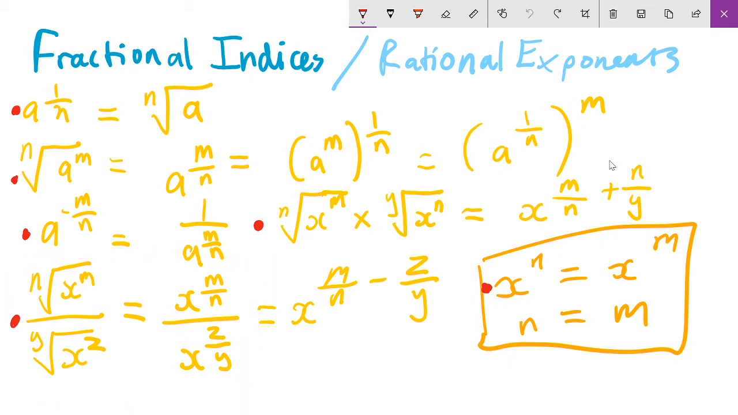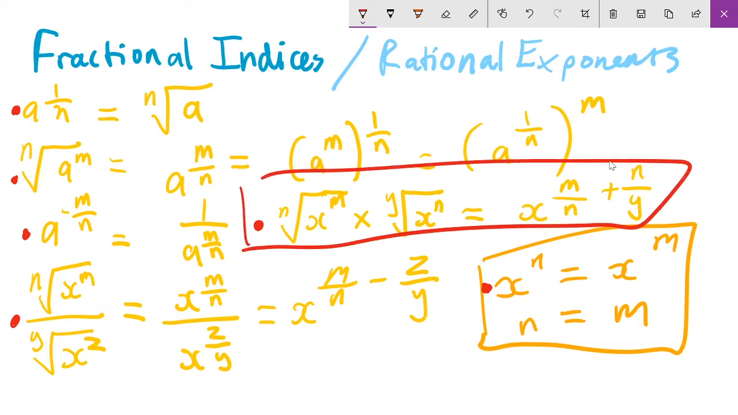So the nth root of x to the m over the yth root of x to the z is going to equal x to the power of m over n divided by x to the power of z over y, which in turn you can write as that. So x to the power of m over n minus z over y. That's really cool.